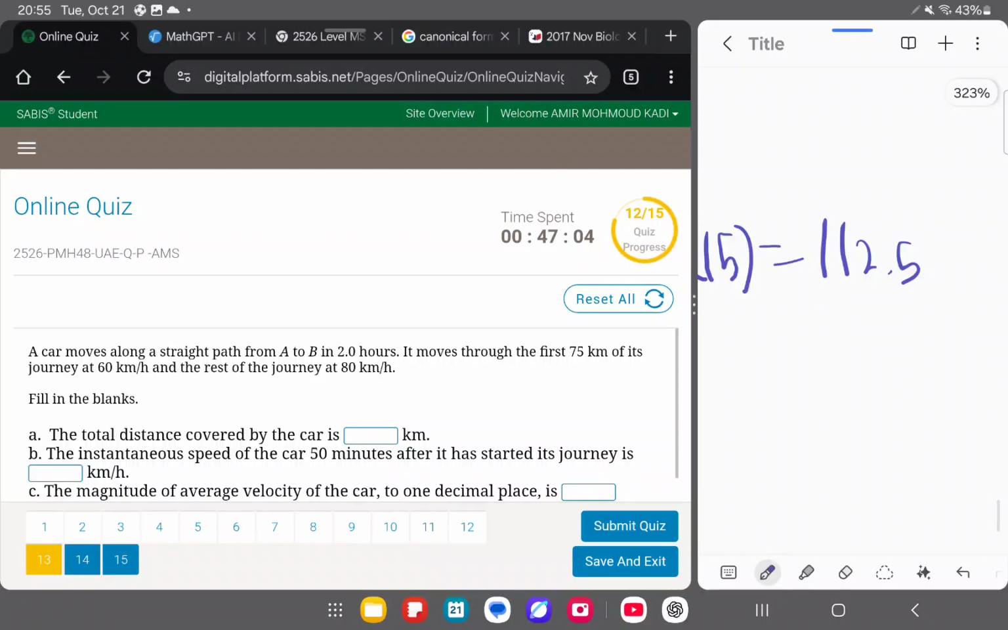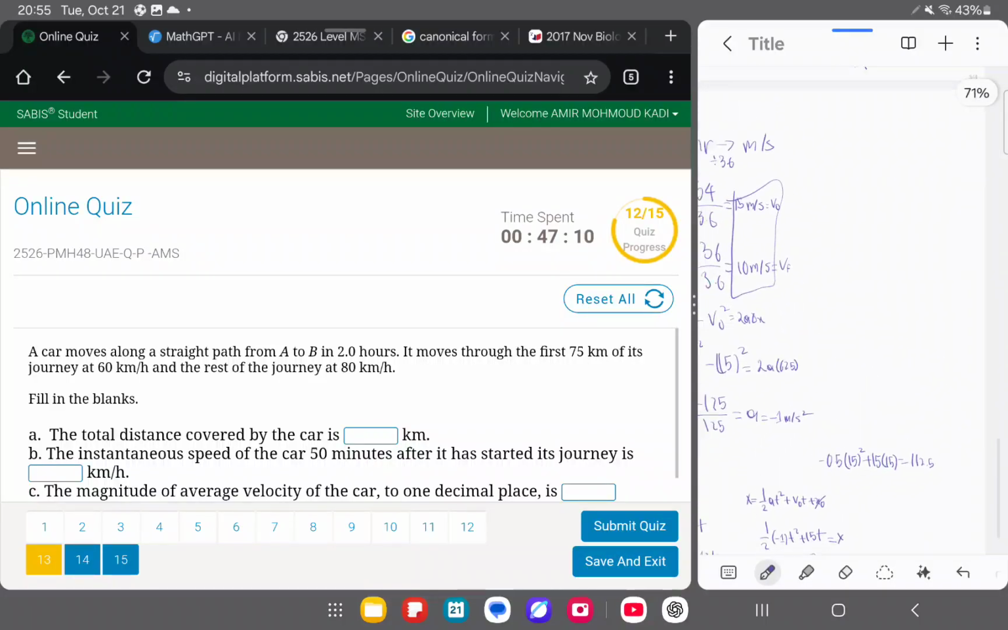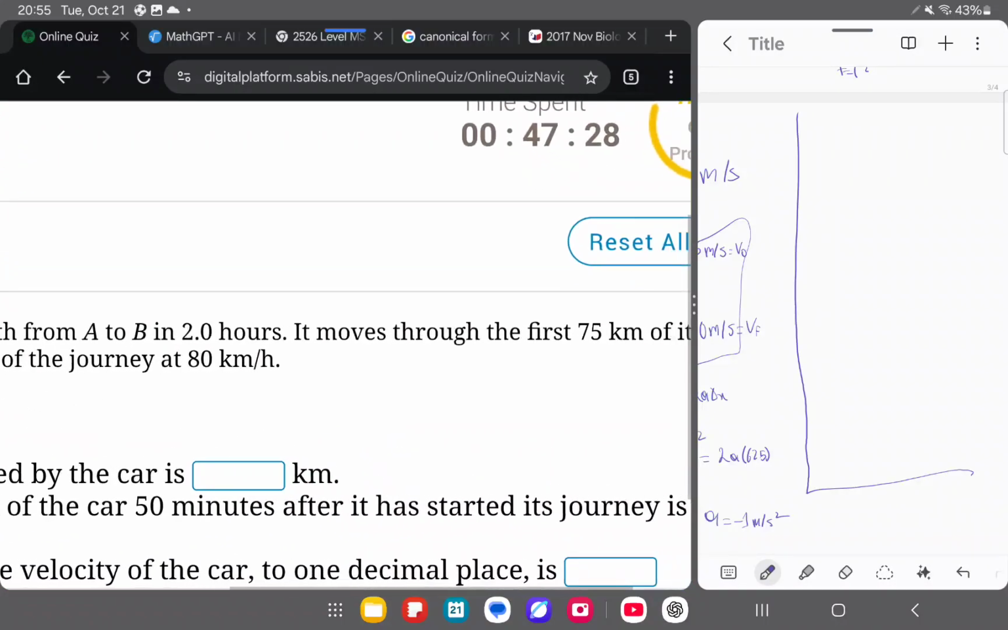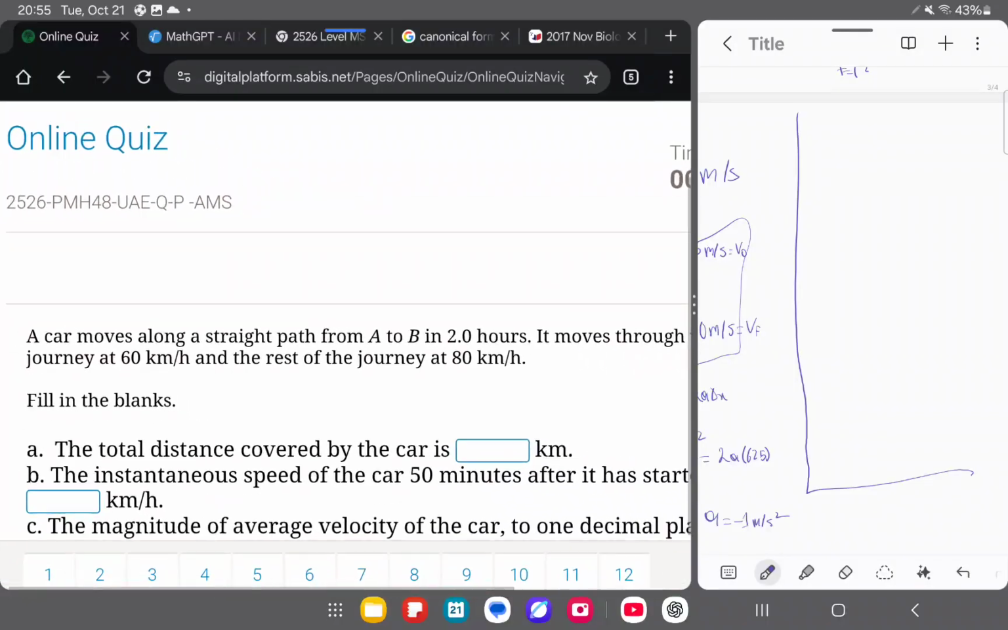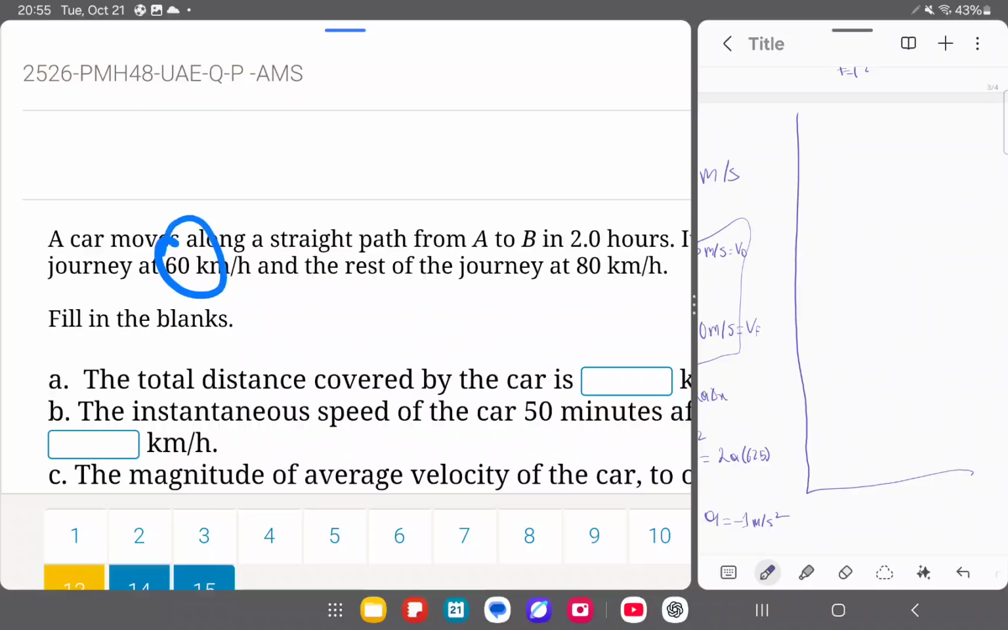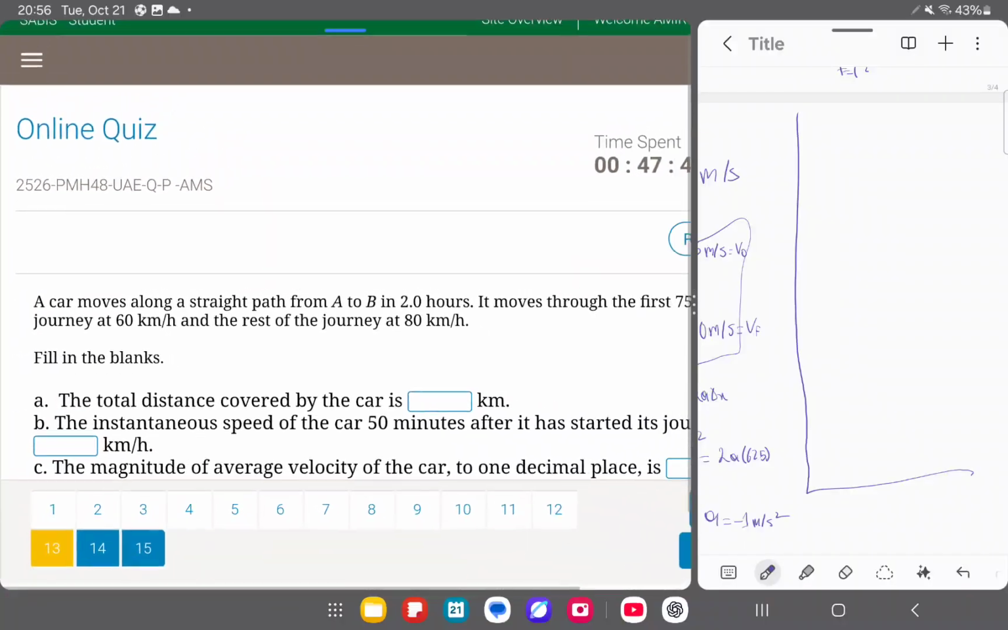Okay, now the total distance covered by the car. Let's look here first. They gave us the time. Now, a similar question like this came up in a lot of prep lists, and this kind of gives off the same idea. Okay, now look here. When you ask for the total distance, what we have to do first, they gave us the time, right? And they gave us the distance and the speed in each interval. On the first interval they were going at 60 kilometers per hour, and then for the rest of the journey, they were going 80 kilometers per hour.